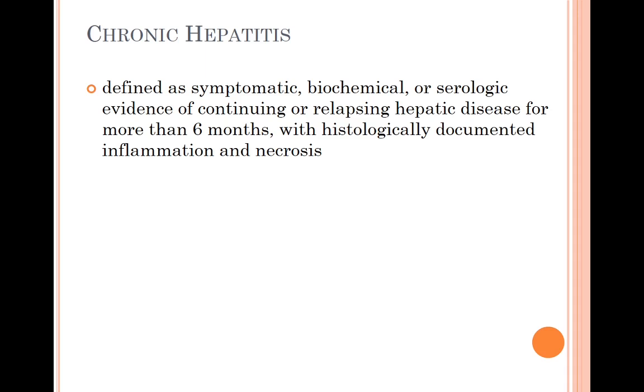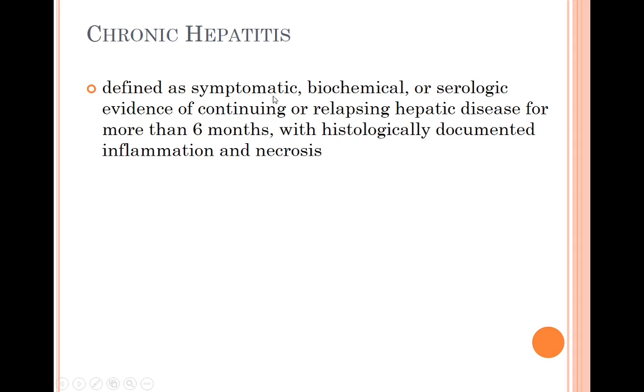So chronic hepatitis, this is also a short answer question which may be asked to you. How is chronic hepatitis defined, or what is the definition of chronic hepatitis? So you have to remember these words, that chronic hepatitis is first of all symptomatic. Biochemical and serologic evidence should be there of continuing or relapsing hepatic disease for more than 6 months. Remember, this 6 months is just like the carrier state. Chronic hepatitis also is 6 months.